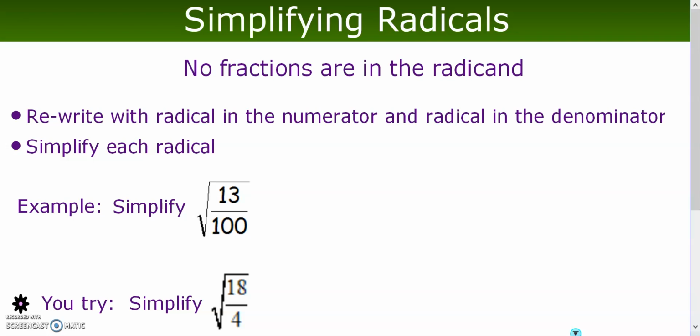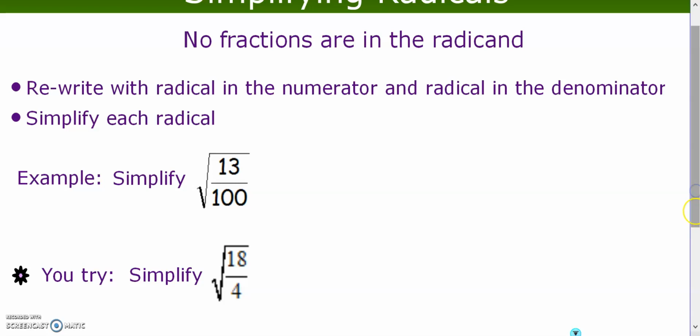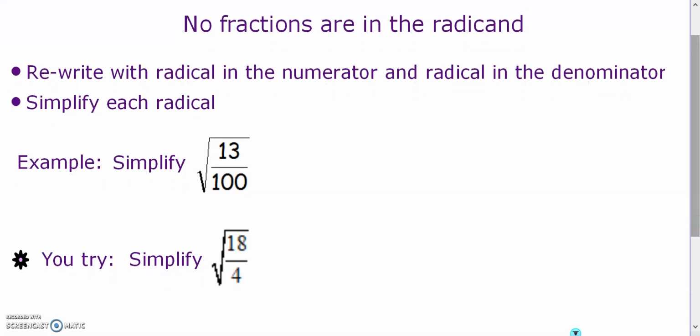We're going to continue to look at simplifying radicals, and this time we're looking more closely at the quotient property of radicals. So we don't want any fractions underneath the radical sign or in the radicand. So in order to do that, we're going to go ahead and break up our fractions into two separate radicals. So in our first example, it says square root of 13 over 100. I'm going to break that up into two radicals, square root of 13 over square root of 100.